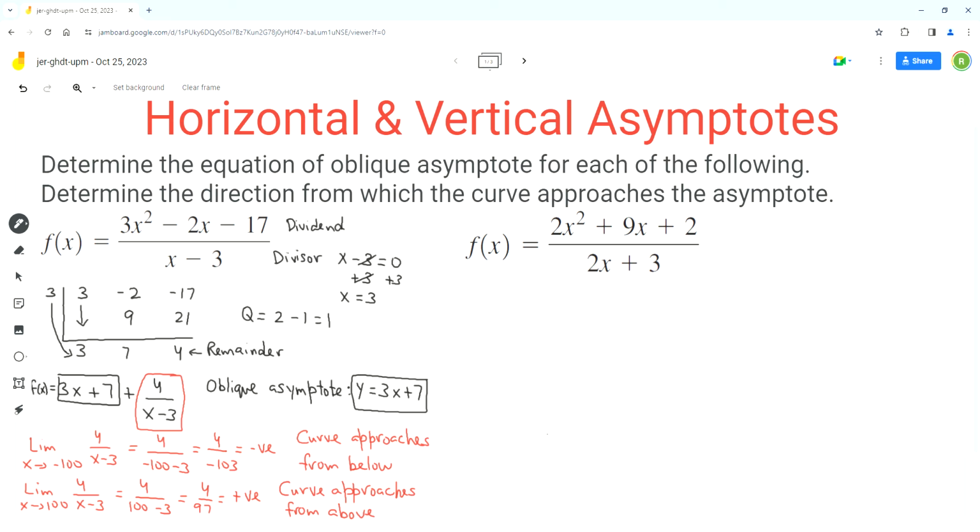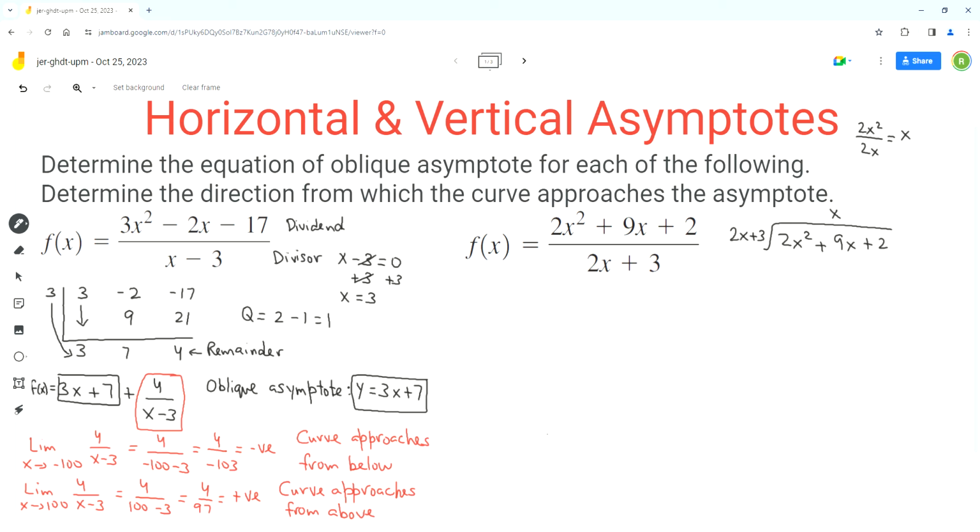So we can do the setup like this: 2x squared plus 9x plus 2, and then the divisor outside on the left side. Now we have to find the quotient. So for that, we'll divide the first term of the dividend by the first term of the divisor. So 2x squared divided by 2x is equal to x. So that's the first term of the quotient.